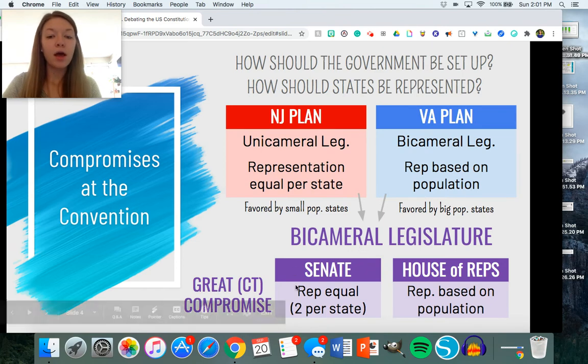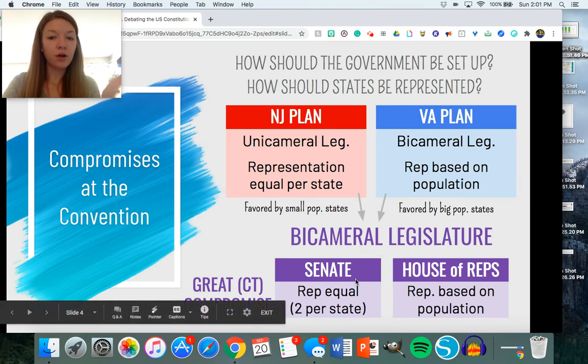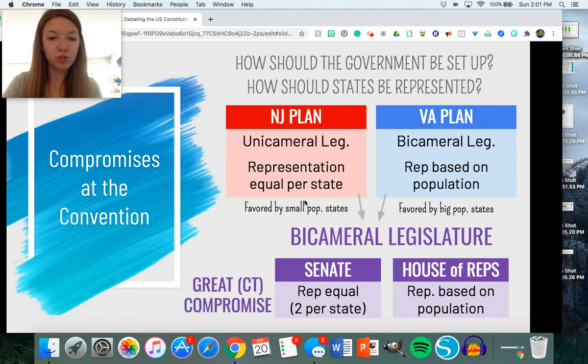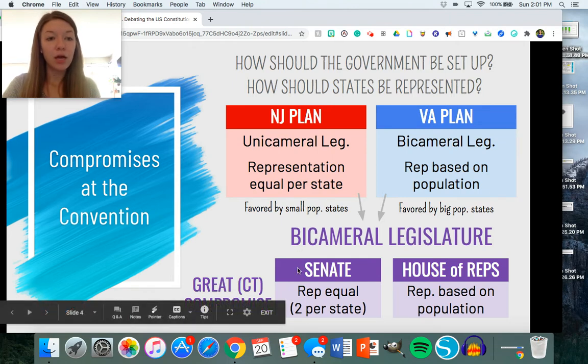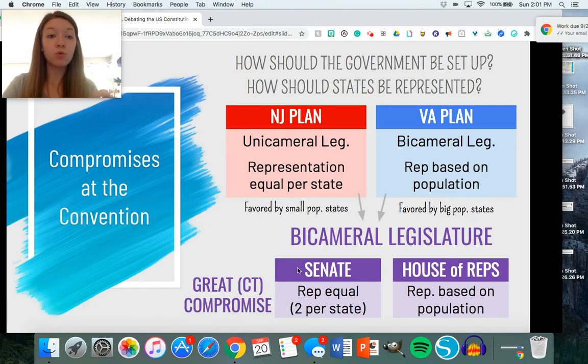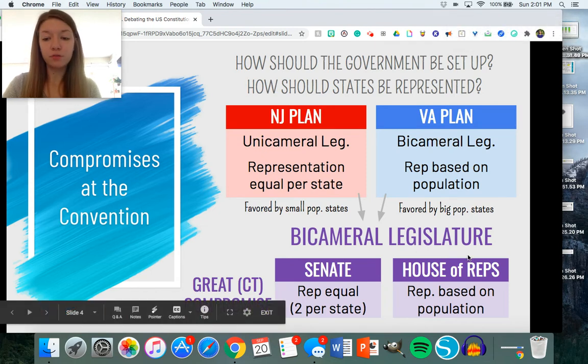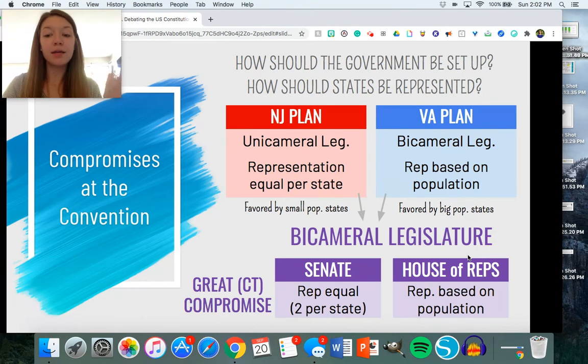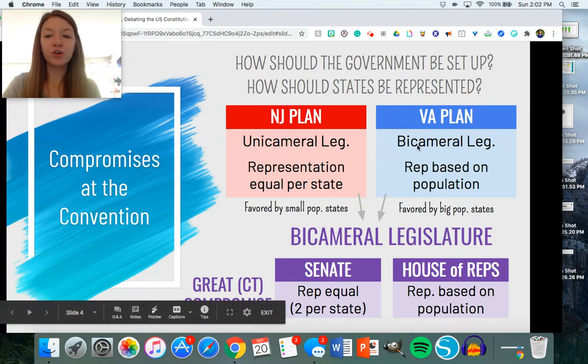Okay. Now, in the Senate, the compromise was, all right, we'll take this piece from the New Jersey plan, the equal representation per state. So in the Senate, each state has the same number of representatives. There are 2 senators per state. So that gives small states some equal footing. Then in the House of Representatives, the representation there is based on population. So we took that key feature from the Virginia plan.